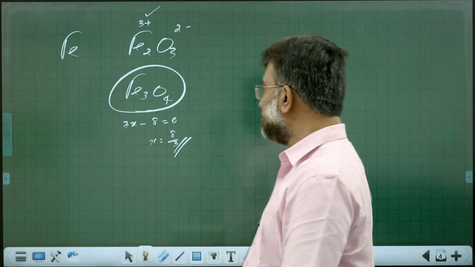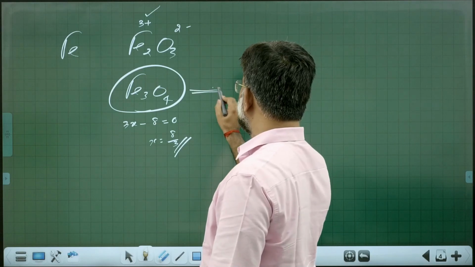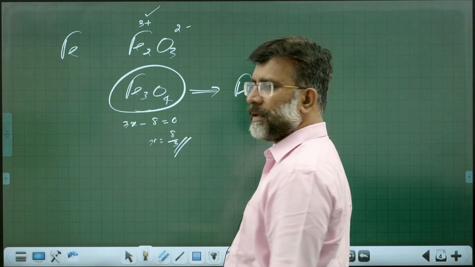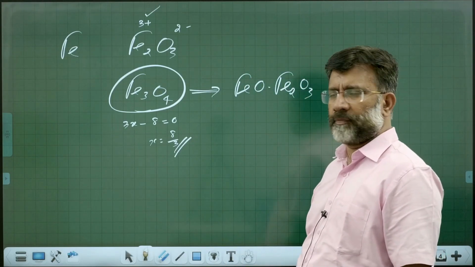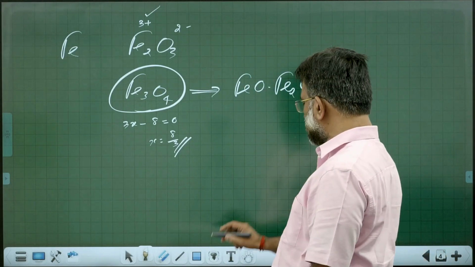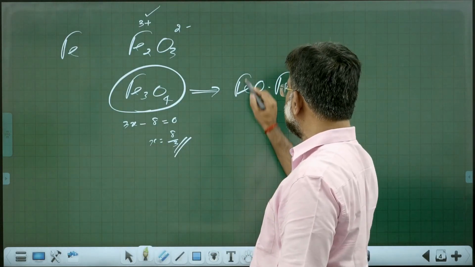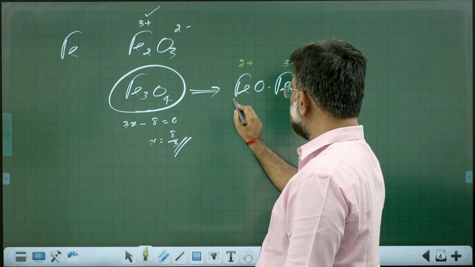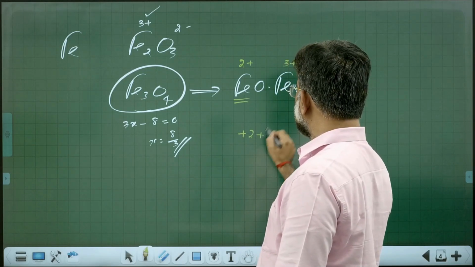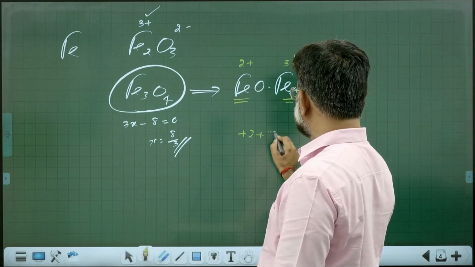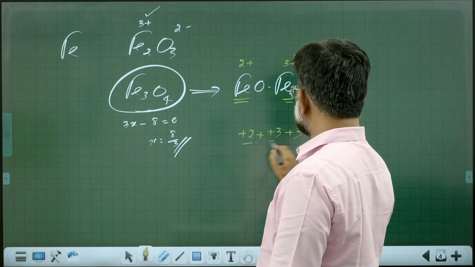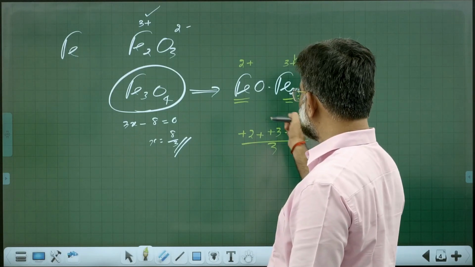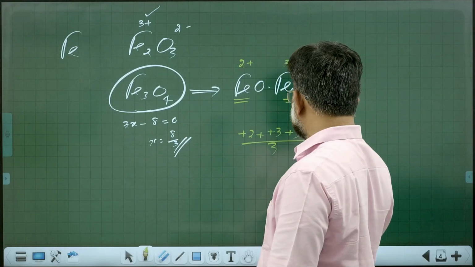And what is the combination of this molecule? This is basically FeO dot Fe2O3. That is what magnetite is. What is the oxidation state of iron? Here it is 2 plus. Here it is 3 plus. So 1 iron in the plus 2 state, 2 iron in the plus 3 state. So the average will be plus 3 plus 3 plus 2, that is plus 8 by 3.